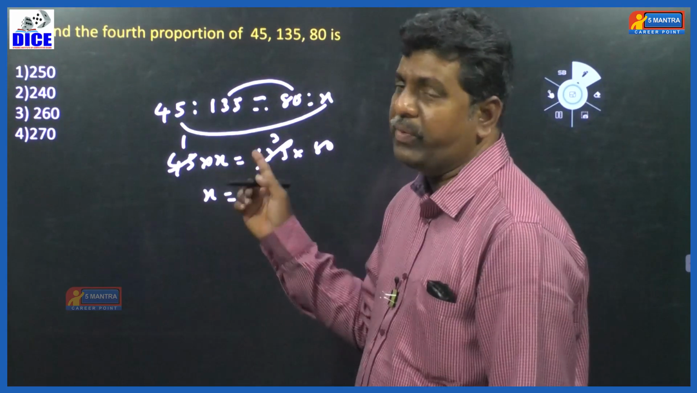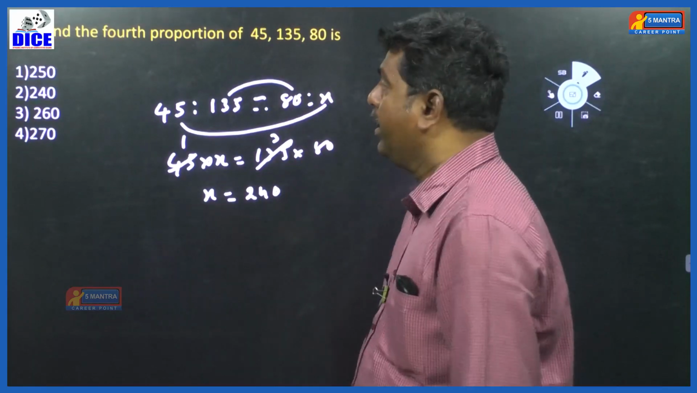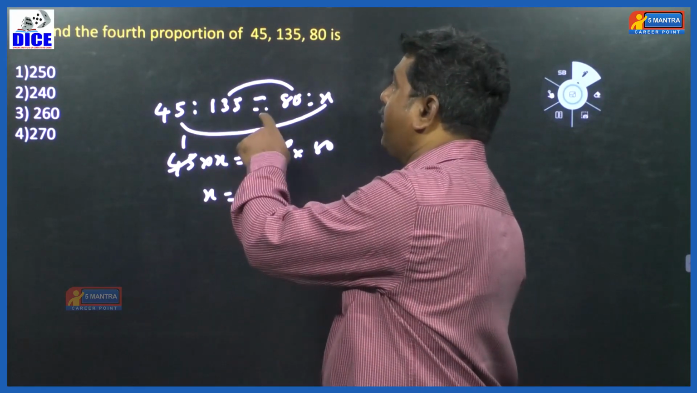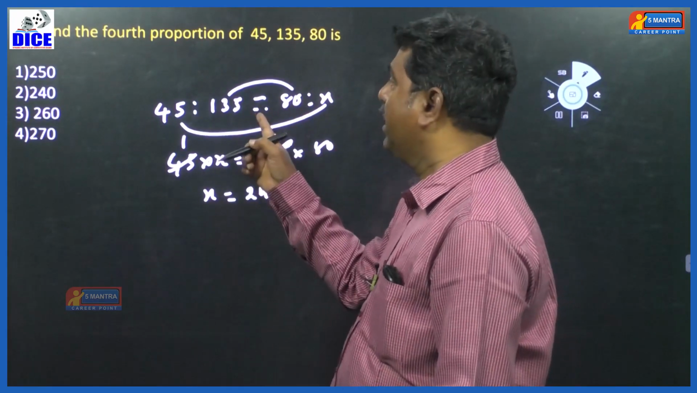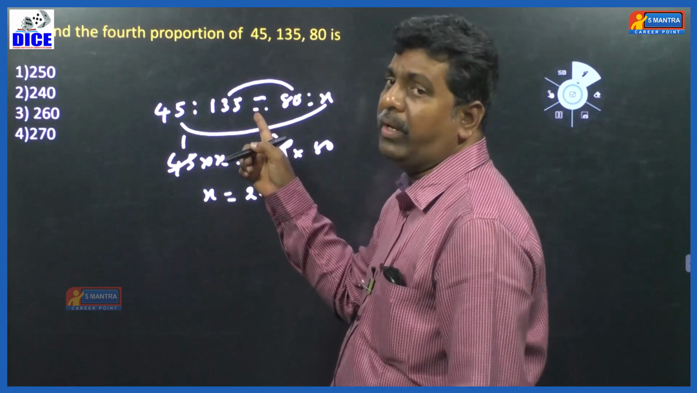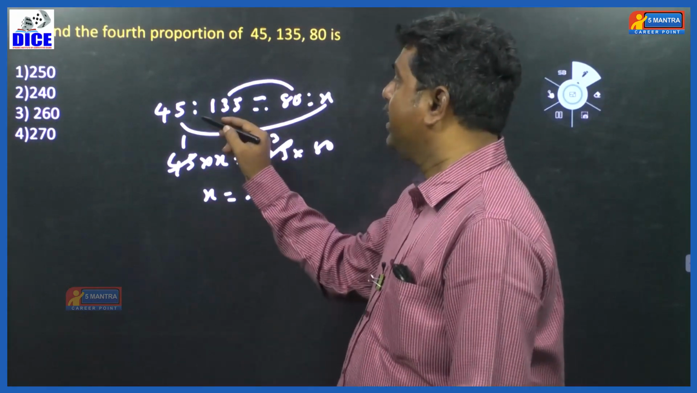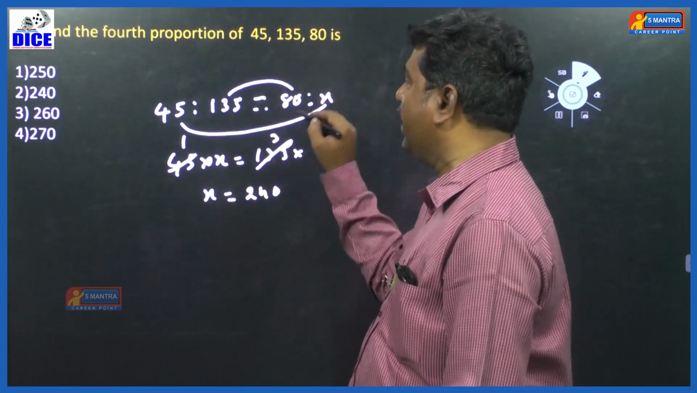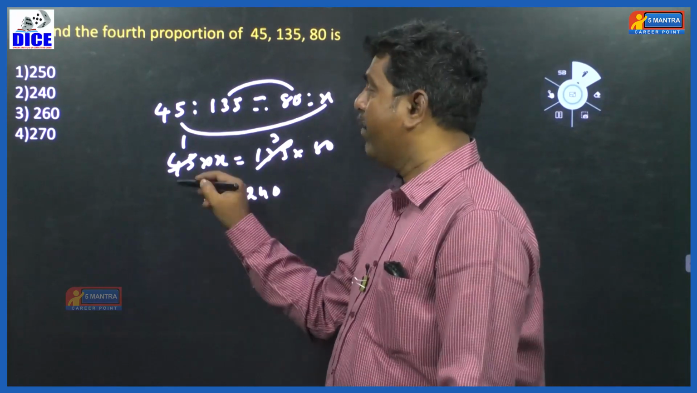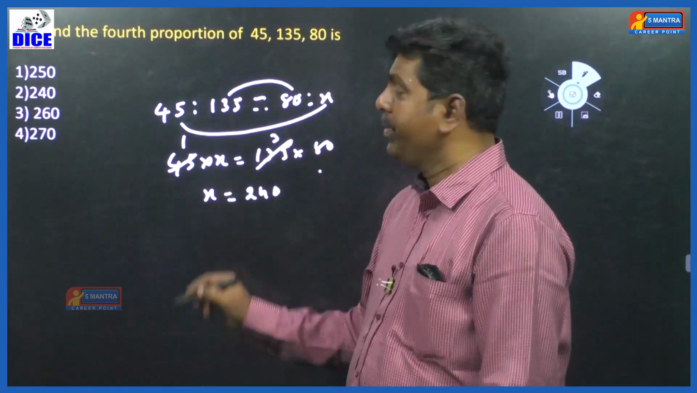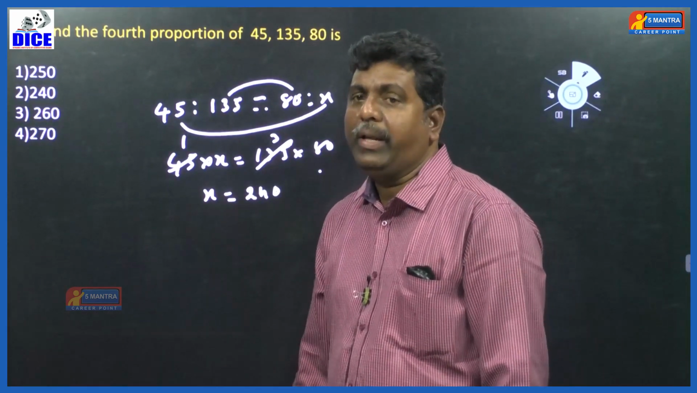Once again, check this one. Fourth proportion of 45, 135, 80. How to do the problem? 45 is to 135 proportion 80 is to x. We take the fourth term as x, because it is in proportion. You know the formula: product of means is equal to product of extremes. Product of means, 135 into 80, is equal to 45 into x. 45 one times, 45 three times is 135. Therefore, x is equal to 80 into 3, 240 is the required value.